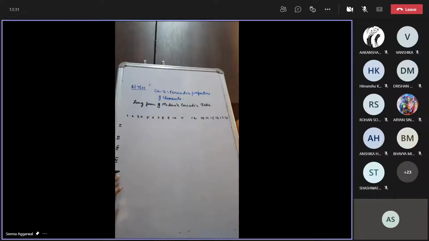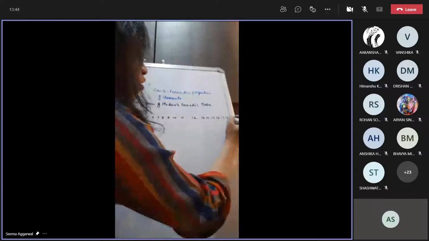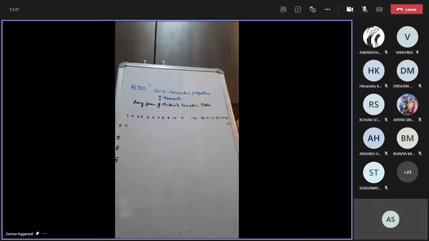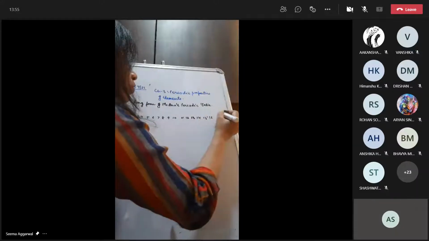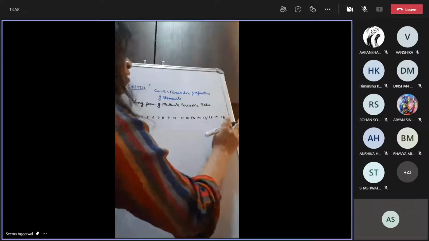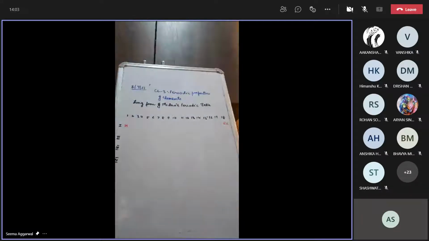So, see, in the first period, we have got only two elements, and these elements are hydrogen and helium. Now, helium belongs to the noble gas. In the last one, what we have got is helium. So, helium has been placed in group 18 of the periodic table. Is it clear?